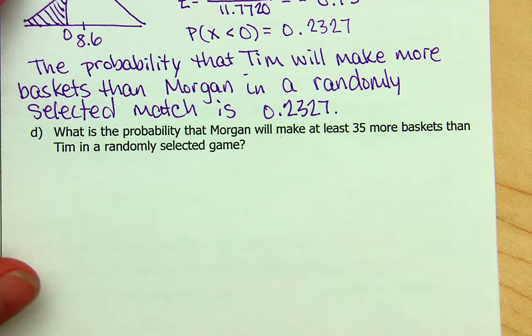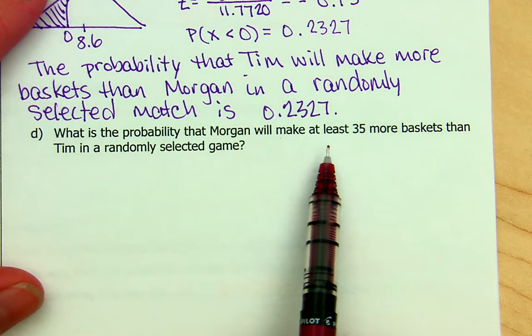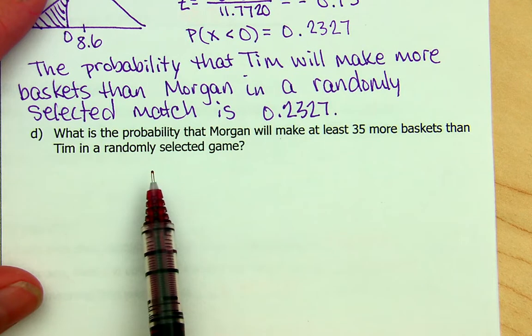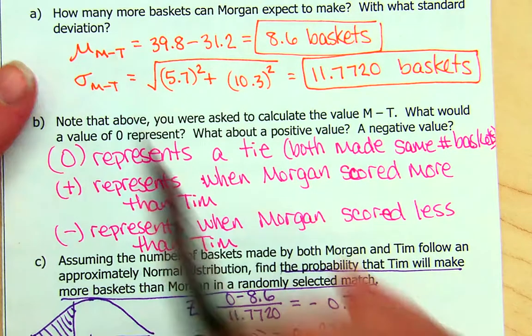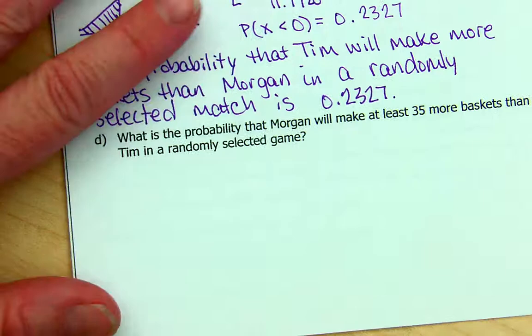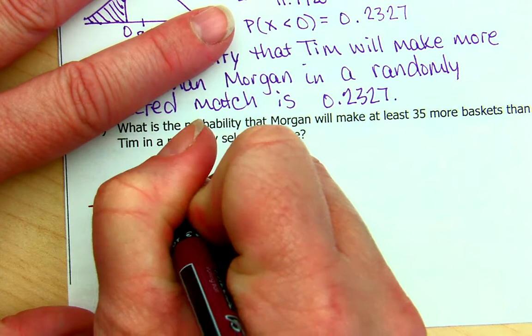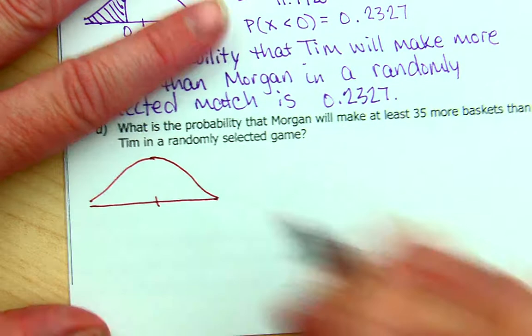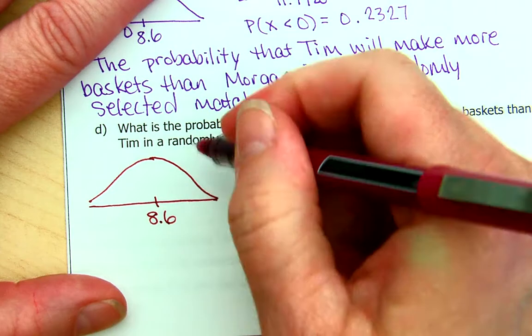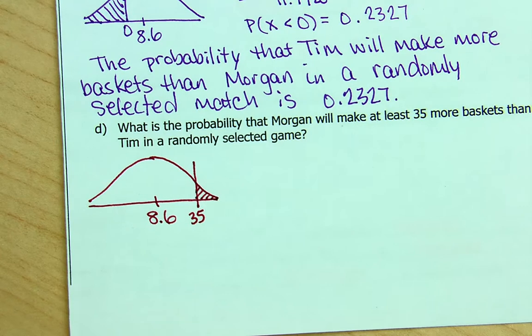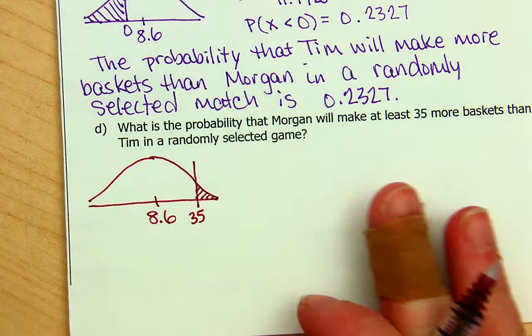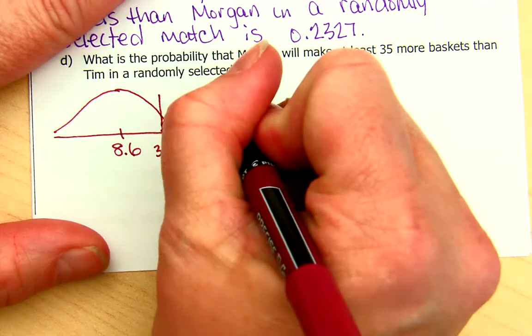So, part D. What is the probability that Morgan will make at least 35 more baskets than Tim in a randomly selected game? So now we're saying when we do this Morgan minus Tim, we're going to get at least 35. Okay. So this one, we still have a mean of 8.6. But we're now saying he's going to score more than 35 more baskets than Tim. So we need to find a z-score.